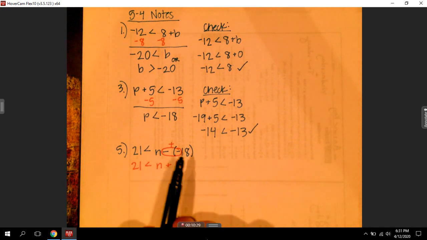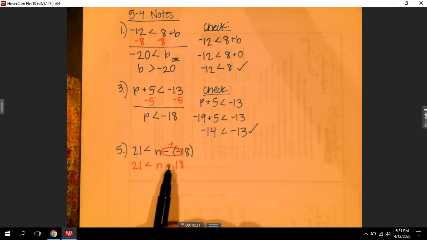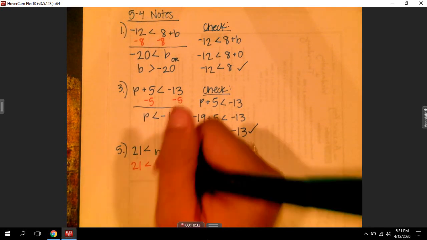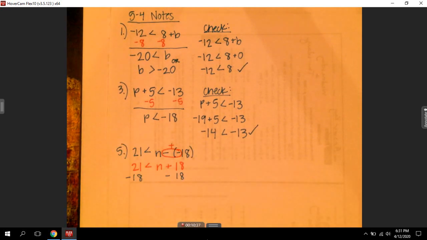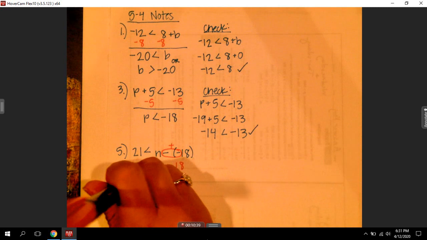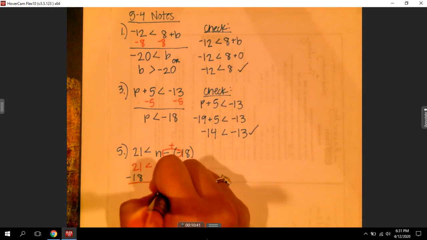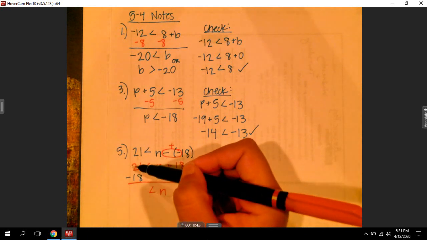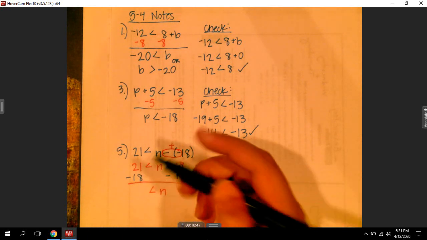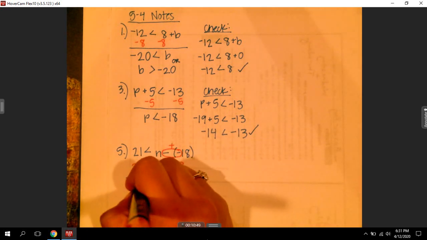So I'm solving for n. So it's n plus 18, so you want to get rid of this plus 18, so I'm going to subtract 18 from both sides, which leaves me with n on the right. My inequality stays the same. 21 minus 18 should leave you with a positive 3.